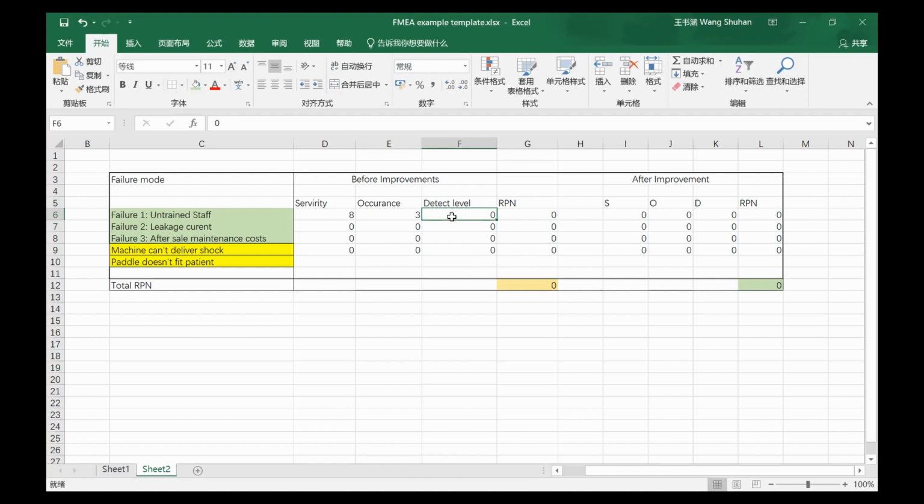And for detector level, this is kind of tricky. Are we able to detect whether this staff, this doctor holding the defibrillator, has been trained or not? Just from the look, can you tell? Yeah, this is very tricky. Can you tell if a man wearing a doctor's suit or a nurse carrying this defibrillator is qualified or not? This is very difficult to see from the outlook. So probably the detector level, or the difficulty to detect, is 5 or 6. Yes, I'll put it here. So the total number for this section here is 144.